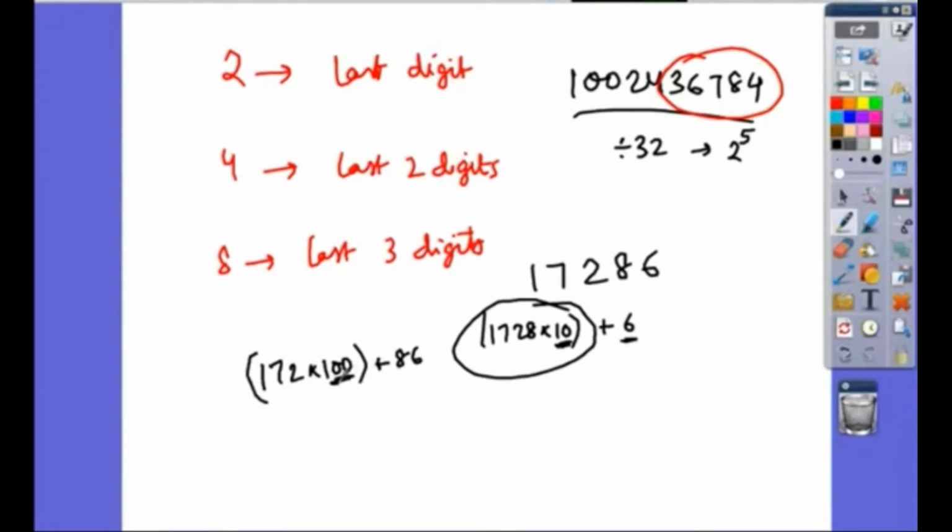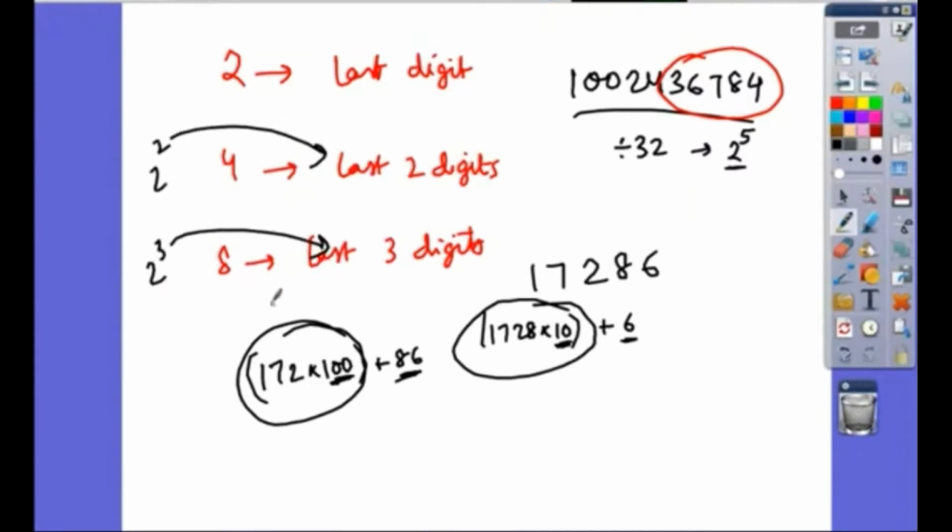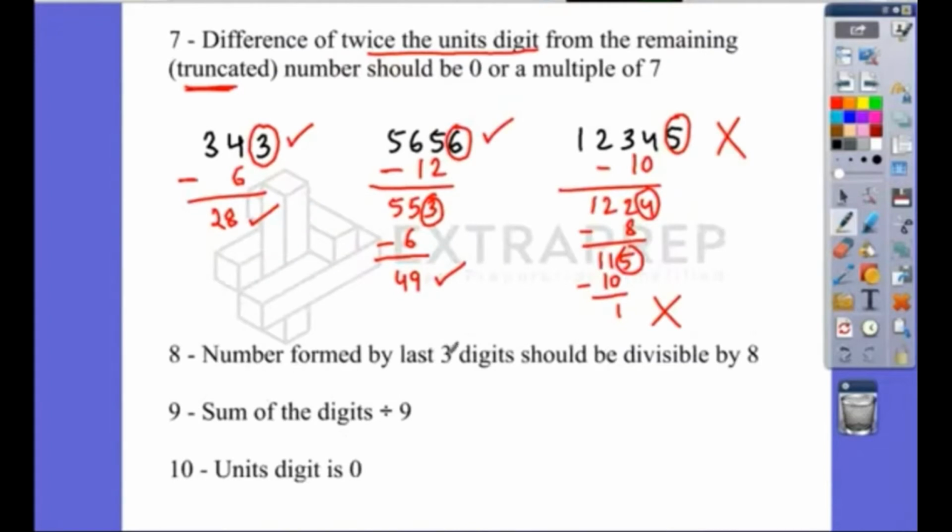See, 100 is divisible by 4, so any number of hundreds will definitely be divisible by 4. You just have to check for the last 2 digits. That is why for powers of 2, you take the last digits based on what power of 2 you're checking for. So 8 is 2 cube, so you're checking for the last 3 digits. 4 is 2 square, you're checking for the last 2 digits. That's how it goes on for powers of 2. Clear? So 8, the number formed by the last 3 digits should be checked.